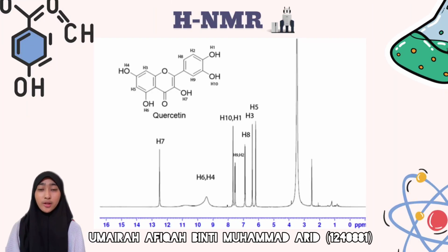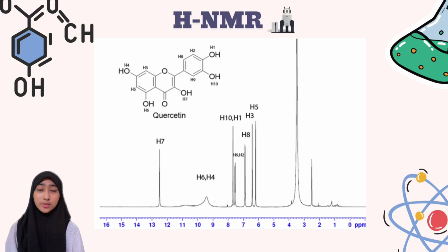Hi, my name is Afiqah binti Muhamad Arid. I will explain the HNMR spectrum of quercetin. First, HNMR or proton nuclear magnetic resonance spectroscopy is an analytical technique used to identify the different types of hydrogen atoms in a molecule. It provides information about the chemical environment, number of hydrogen atoms, and neighboring protons, and helps confirm the molecular structure of a compound.